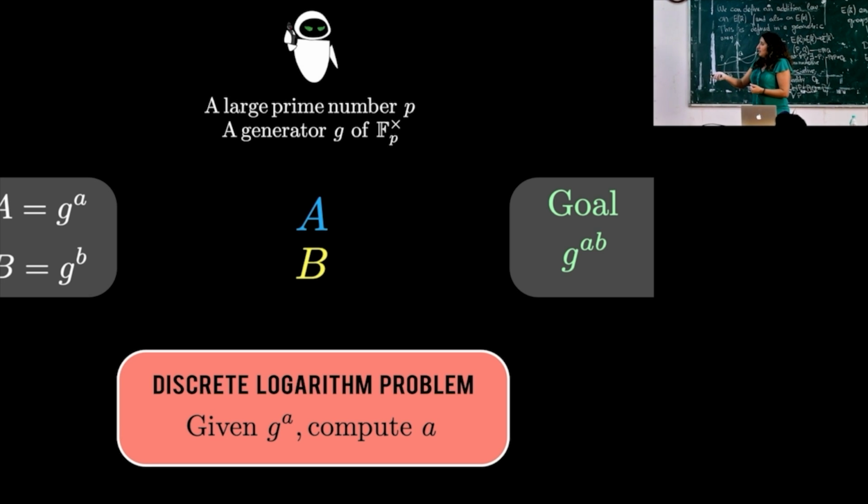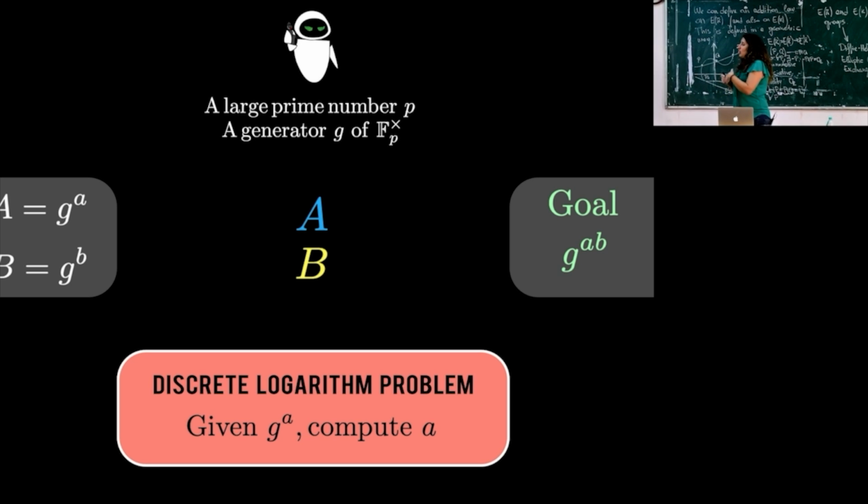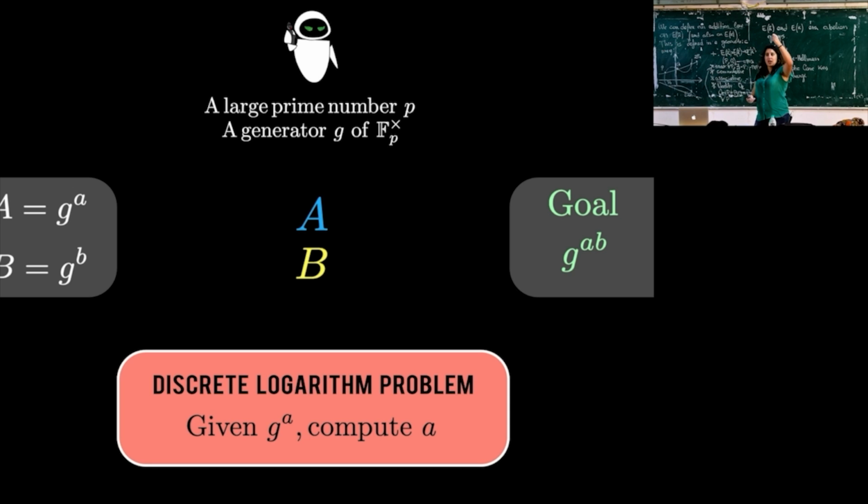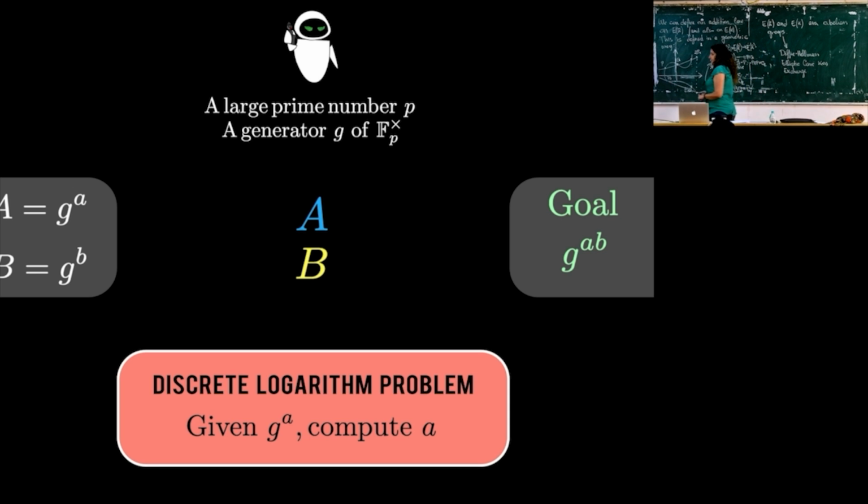And this is exactly what is called the discrete logarithm problem. So for instance, given G to the a, compute a.